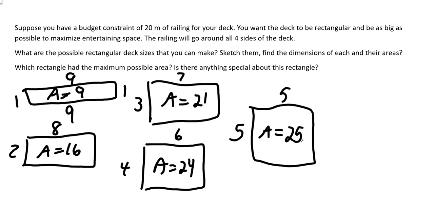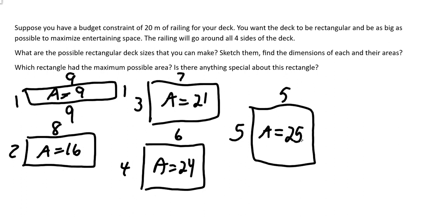Now, a lot of people say, well, wait a minute, that's a square, and you said the deck has to be a rectangle. Well, a square is just a special kind of rectangle that happens to have equal sides. So a square fits into the definition of a rectangle. A square is considered a rectangle, just a special kind of rectangle.